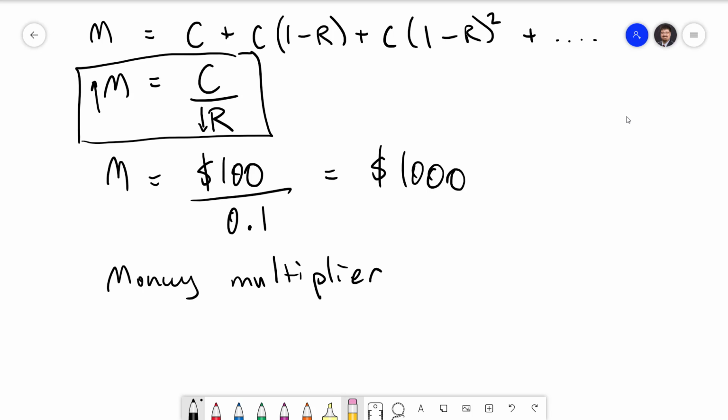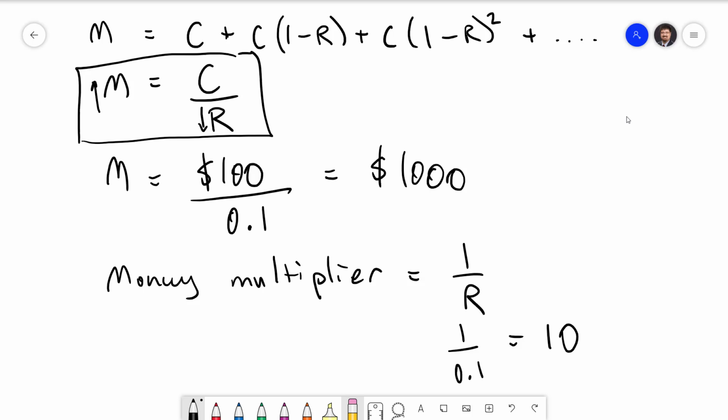as the amount of money in the economy generated by each dollar of currency. That is going to be equal to 1 over R. In our example, the money multiplier is 1 over 0.1, or 10. And we can see that there is, in fact, 10 times the amount of money in the money supply as there is currency. 1,000 is 10 times 100.